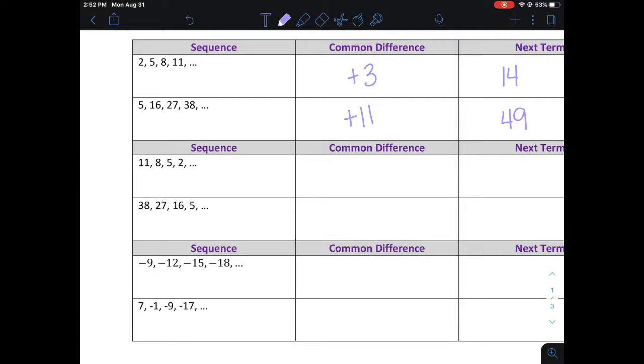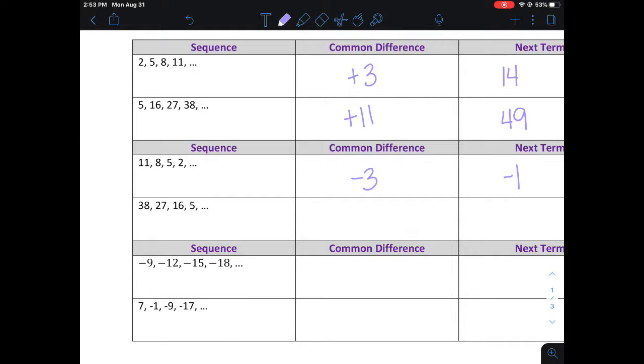Next one, 11, 8, 5, and 2. Now notice that our sequence is getting smaller. We are still adding. Okay, so what do I need to add to 11 to get to 8? What do I add to 8 to get to 5? Always adding. I'm adding a negative 3. 11 plus negative 3 will get me to 8. 8 plus negative 3 will get me to 5. 5 plus negative 3 will get me to 2. Now, 2 plus negative 3 will get me to negative 1 as my next term.